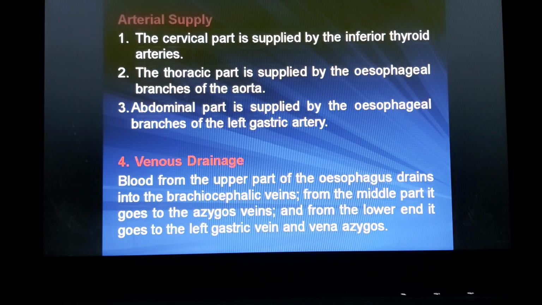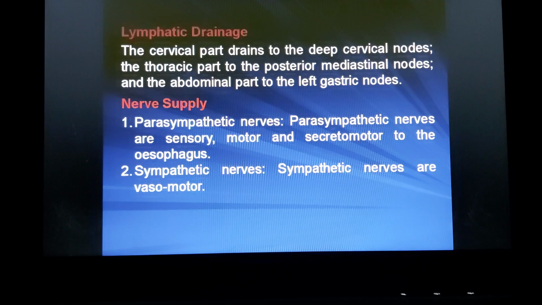Blood supply, arterial supply: the cervical part by the inferior thyroid, the thoracic part by the esophageal branches of the aorta, and the abdominal part is supplied by the esophageal branches of the left gastric artery. Venous drainage: upper part into the brachiocephalic veins, middle part into the azygos veins, and lower part drains into the left gastric vein and vena azygos. Lymphatic drainage: upper part into the deep cervical group of lymph nodes, thoracic part into the posterior mediastinal, and abdominal part into the left gastric nodes.